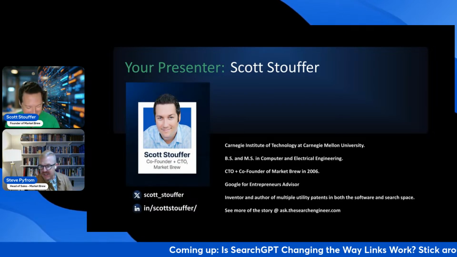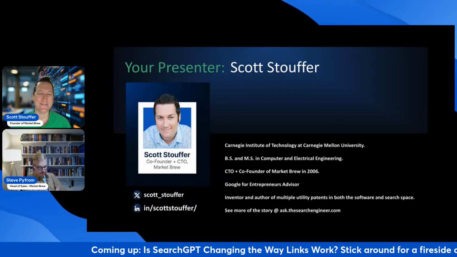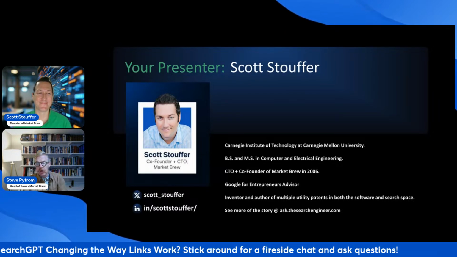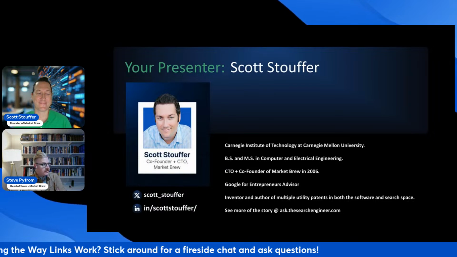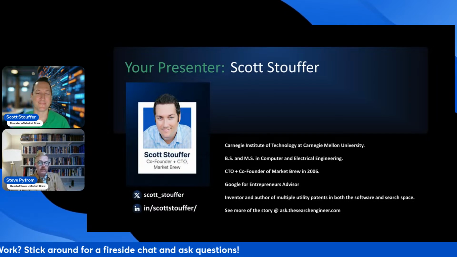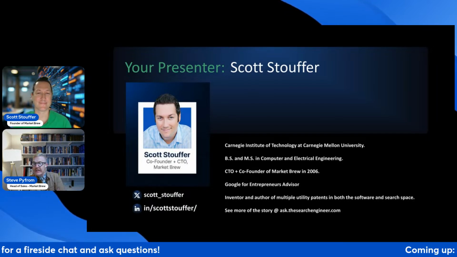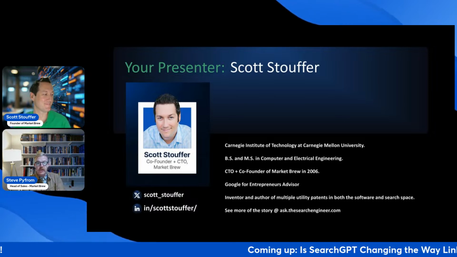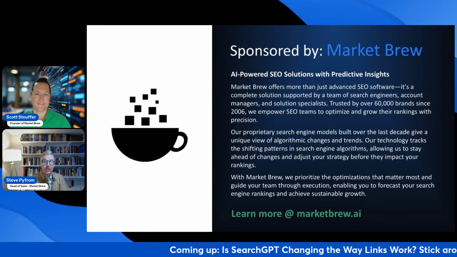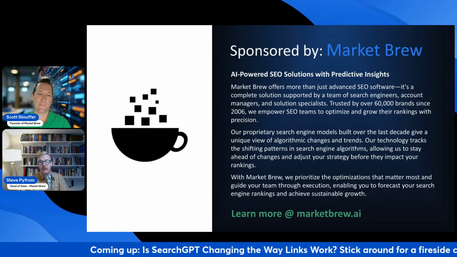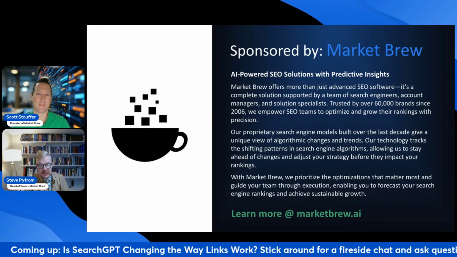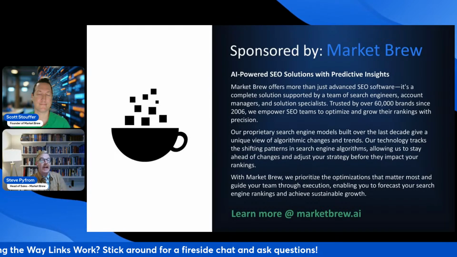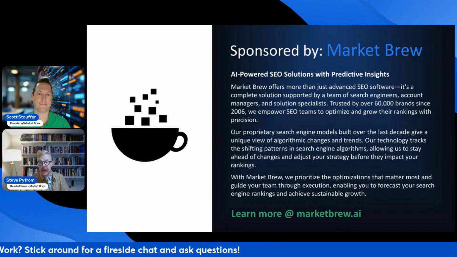Next, Scott, who doesn't like to brag about himself, so I will. Carnegie Mellon grad, literally has been in the SEO space for over 20 plus years. He's the CTO and co-founder of Market Brew alongside his wife, Mara. Google Entrepreneurs Advisor. He is the inventor and author of multiple utility patents that Google recognizes, especially around the areas of transparency. Because here's the deal, just because the black box is there doesn't mean that we have to let the airplane crash before the black box is opened.